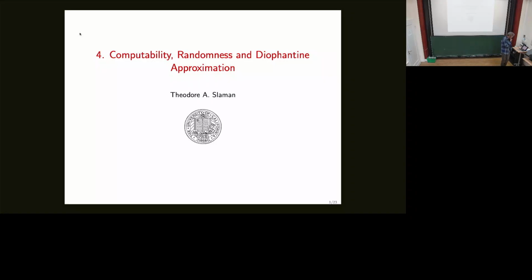So today: computability, randomness, Diophantine approximation. The computability theory, or the study of definability, can be used to investigate almost any part of math. But what does computability theory, broadly interpreted, what's the perspective? Well, it's a kind of perspective of definability, which is also part of logic at large.